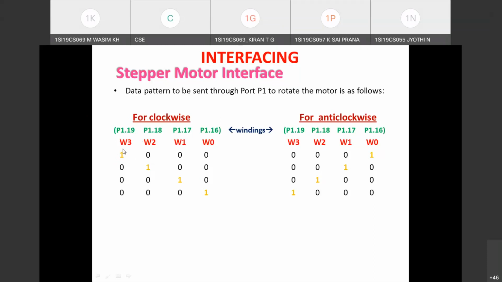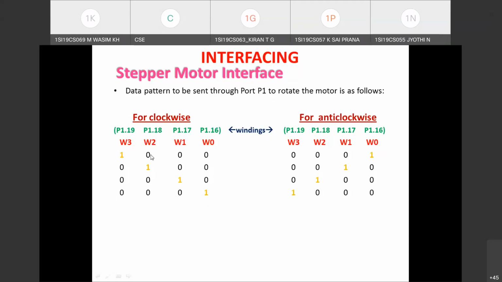Just observe the pattern in which we are supplying the voltage. First we supply the voltage to winding 3, then to winding 2, then to winding 1, and finally to winding 0. This is the pattern we are going to send in each iteration. The first pattern is 1 0 0 0, which is sent on these port pins. The second pattern is 0 1 0 0. The third pattern is 0 0 1 0. And the fourth pattern is 0 0 0 1.